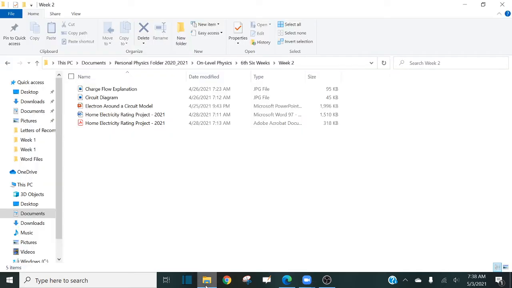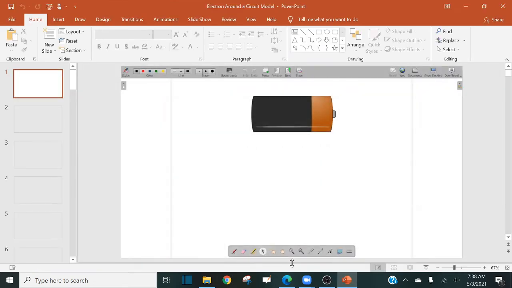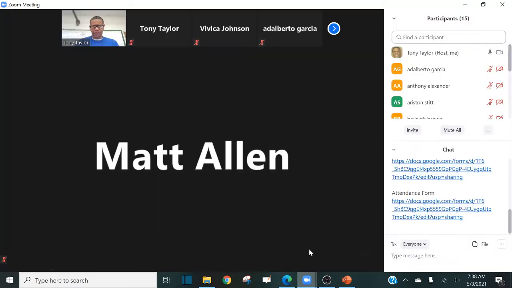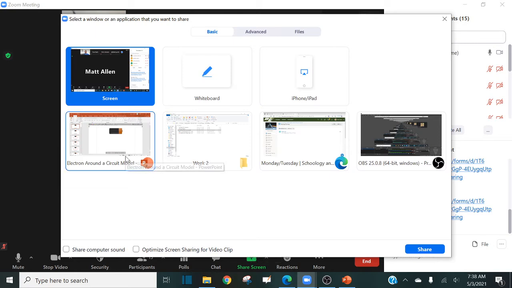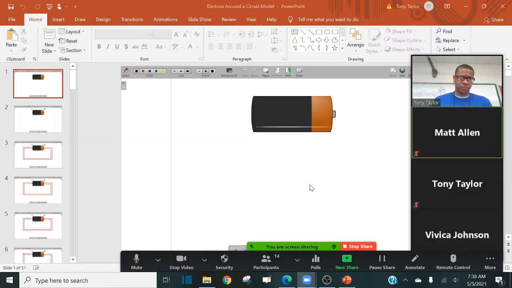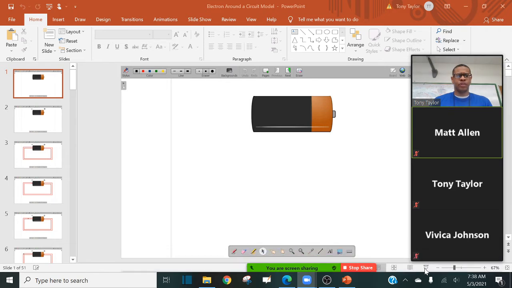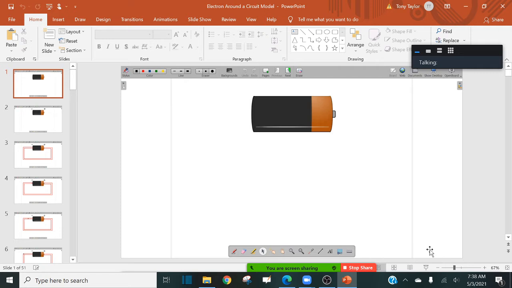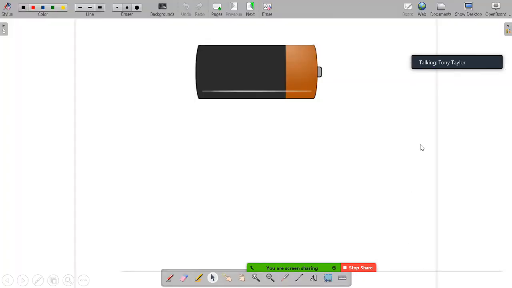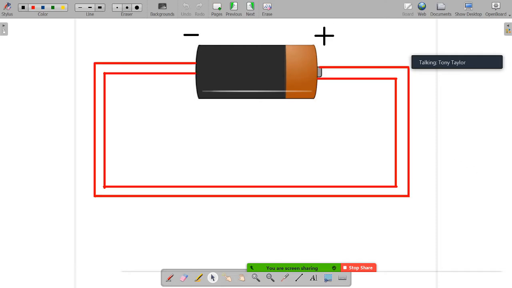Let me remind you guys of what an electric circuit looks like before we get started with the mathematics of electric circuits. Imagine that you have some sort of battery, and obviously all batteries have a negative end and a positive end. Imagine that you connect a copper wire to that battery. If you connect a copper wire to that battery, then you created an electrical circuit.